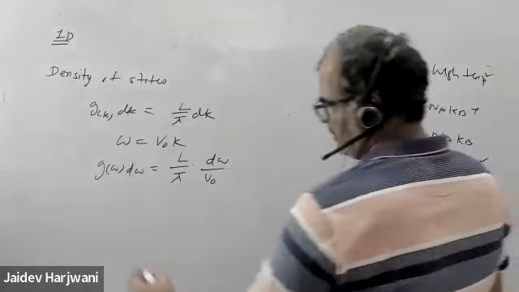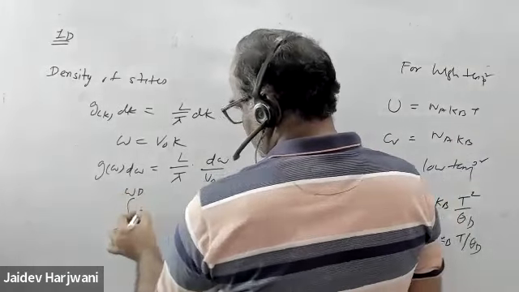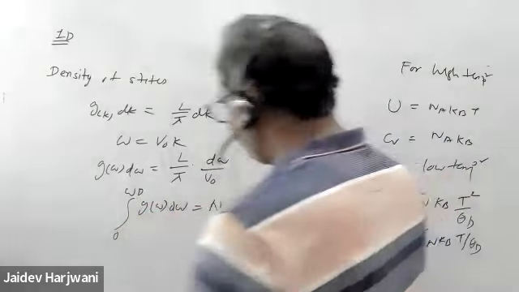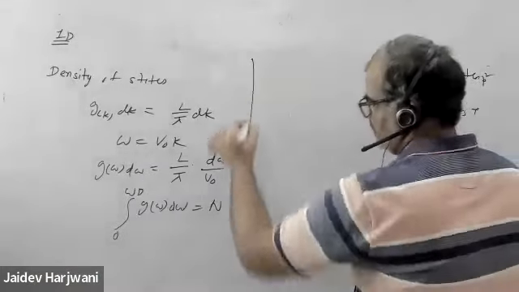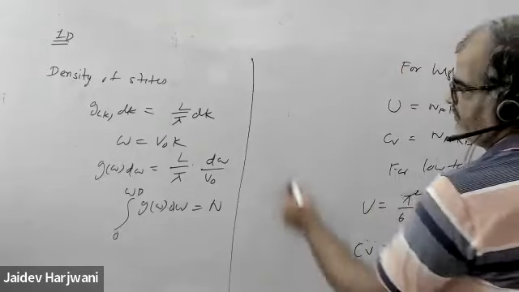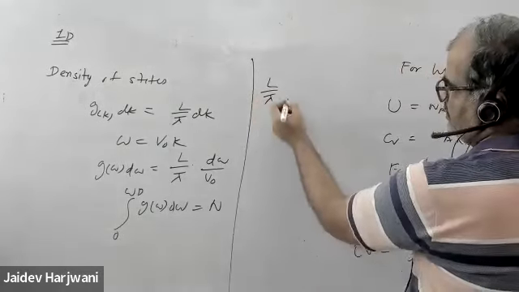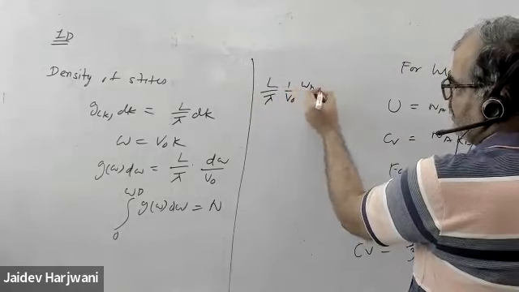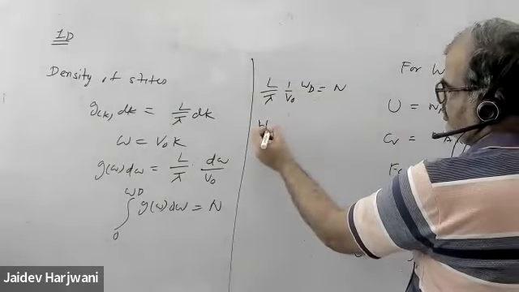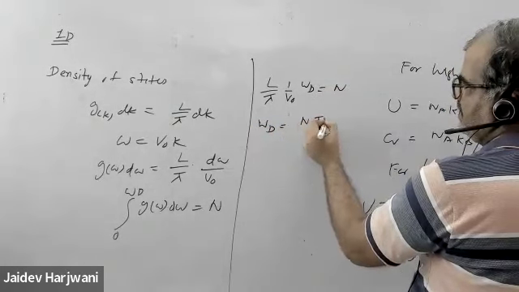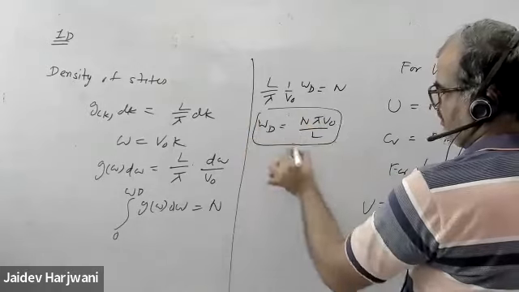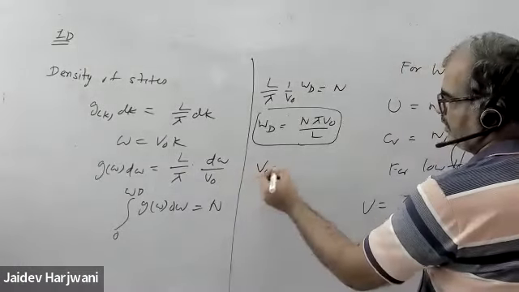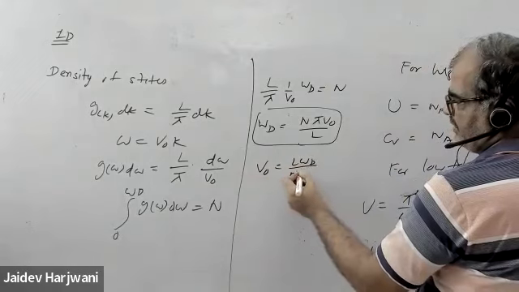Now g(ω)dω equals N. So this will give you L by pi, 1 by V₀. dω will be what? ω_D equals N. So ω_D will be what? N pi V₀ upon L. And here we can get the V₀ value also. This implies V₀ will be L ω_D upon N pi.